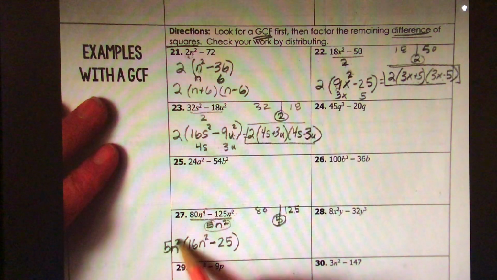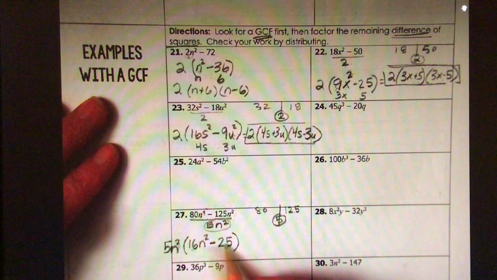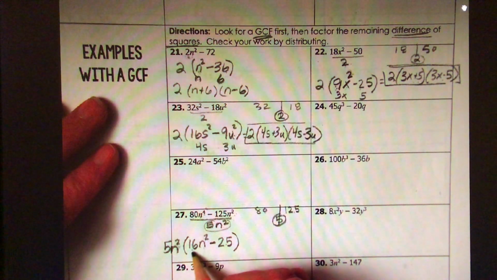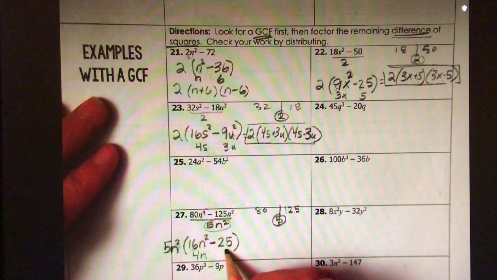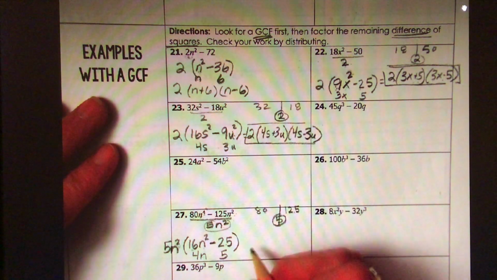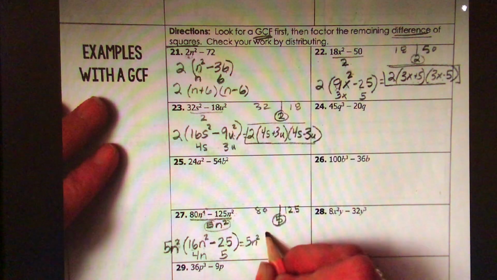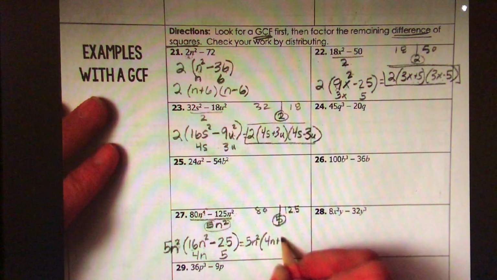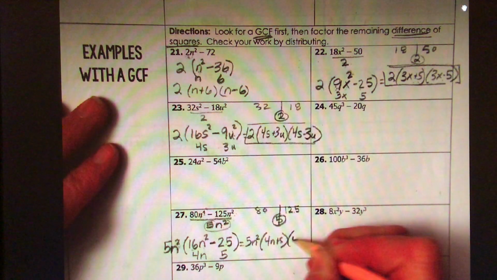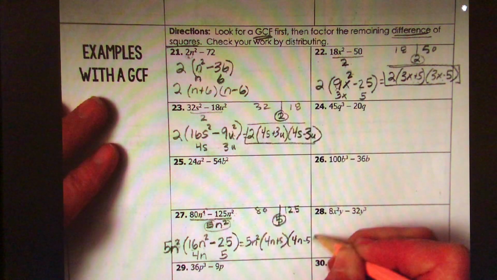Well, this is interesting, right? Because this is also a square number. Don't worry about that, though. I have this to contend with. This is the difference of squares, because 4 times 4 is 16, and n times n is n squared, and 5 is the square root of 25. So now we can rewrite this. Oh, okay, 5n squared, 4n plus 5, hopefully you can read that, 4n minus 5.